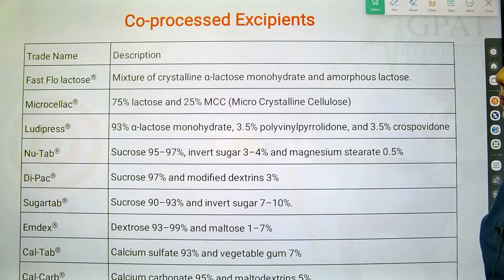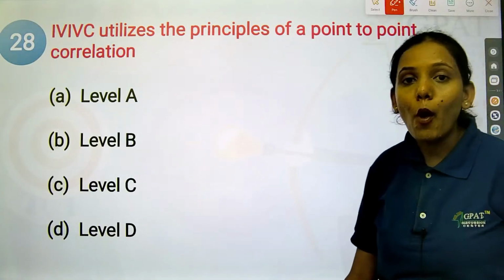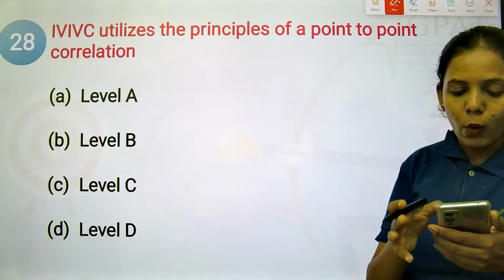The next is, IVIVC utilizes the principle of point-to-point correlation. Which of the following levels is given?